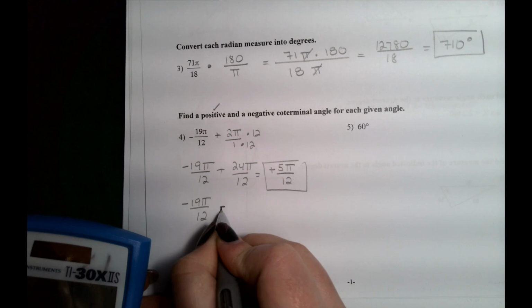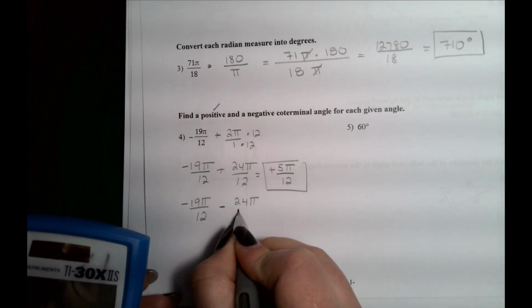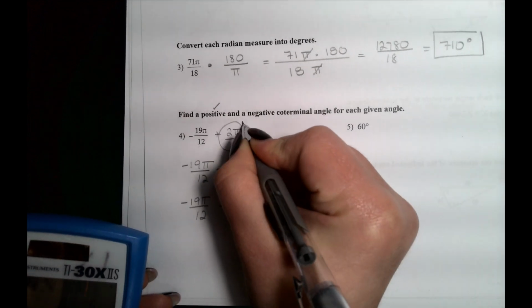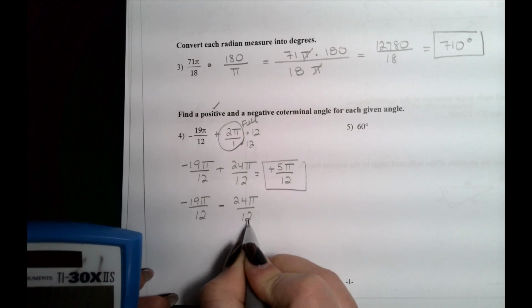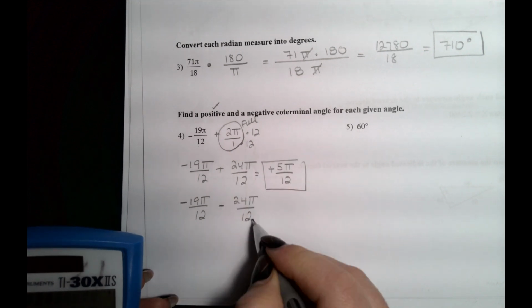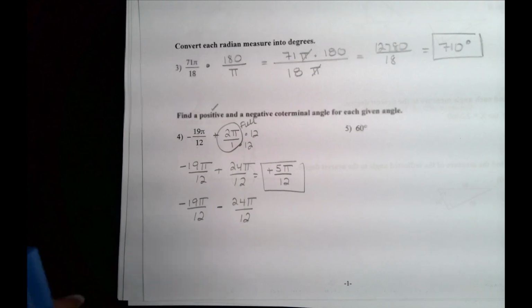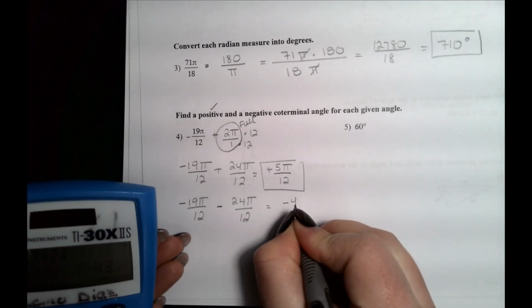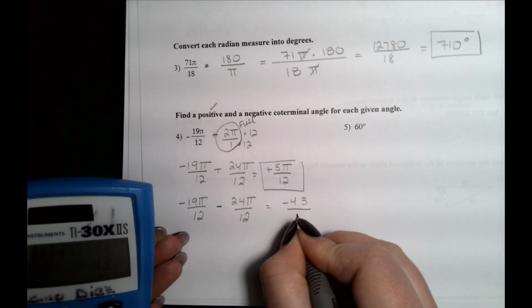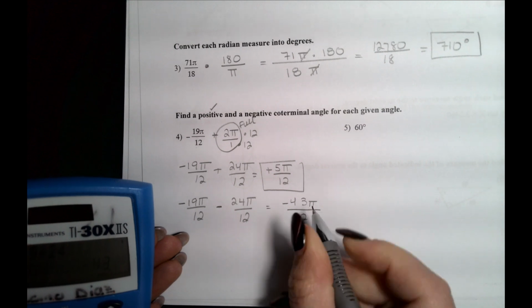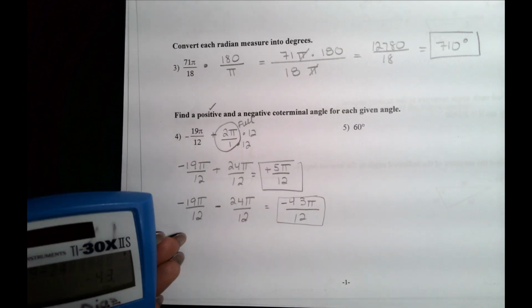I'm now going to subtract a full cycle. Now I already converted the common denominator, this is a full cycle, into a 12. So I'm going to take my converted and I'm going to subtract. So negative 19 minus 24, and I'm at negative 43 over 12. We do need that pi in the numerator.